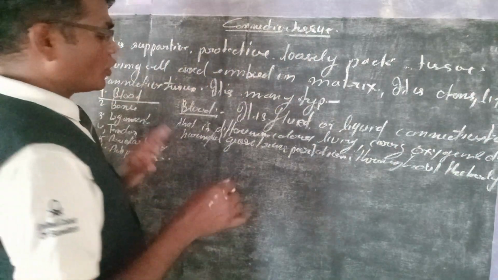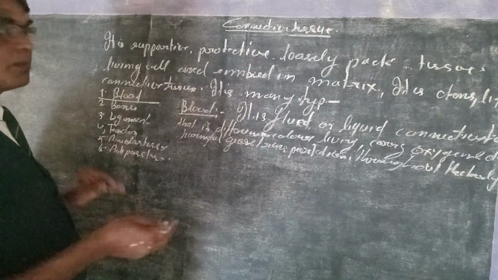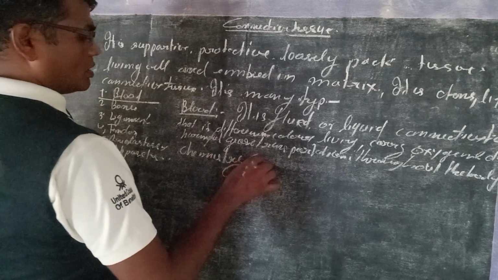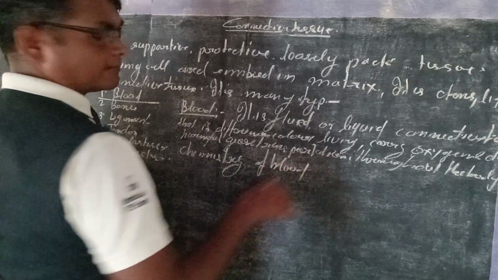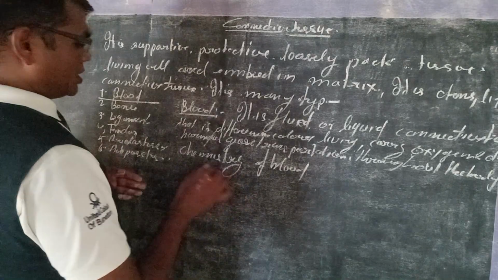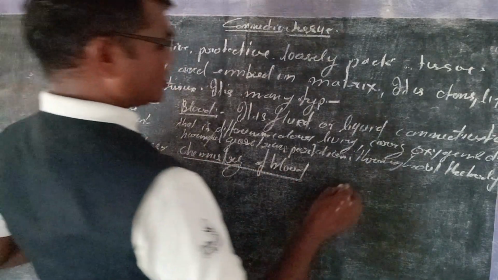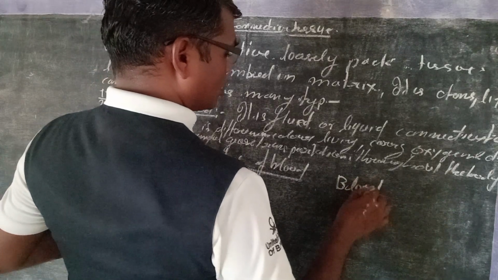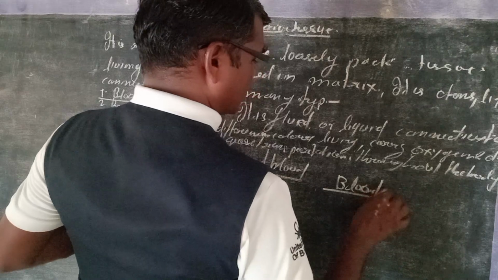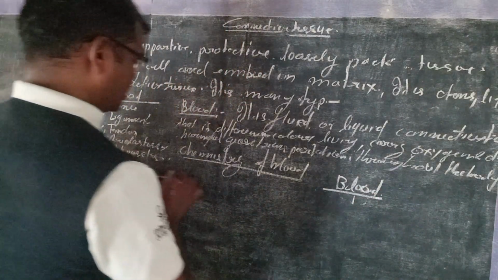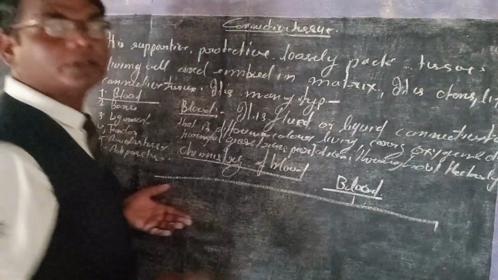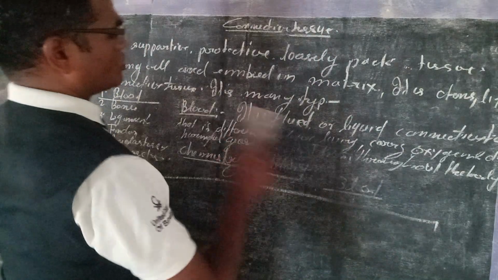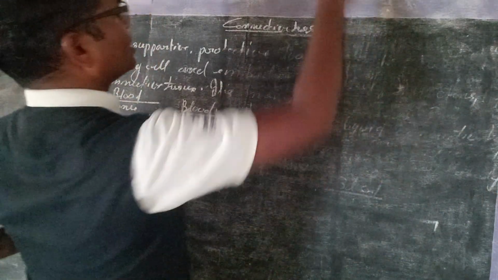So here we will try to understand the chemistry of blood. Suppose that this is the blood. The blood can be divided into two parts. Since there is not enough space, we will take it one by one.